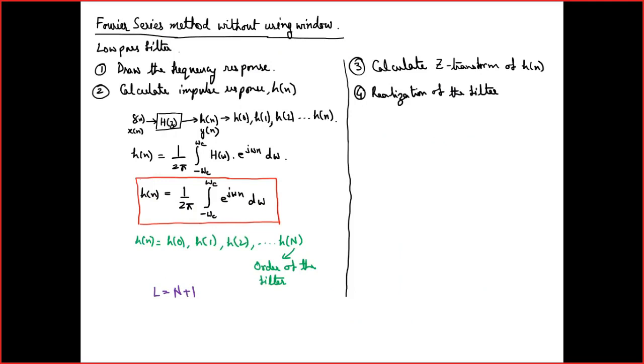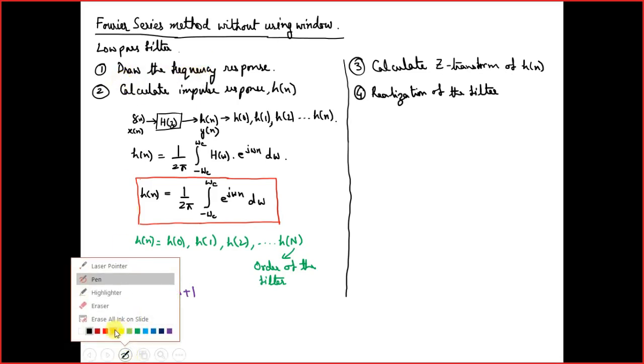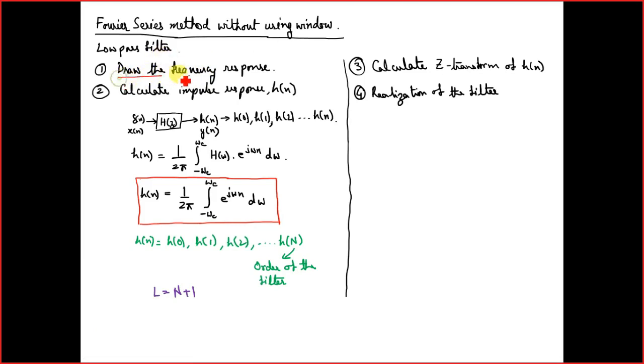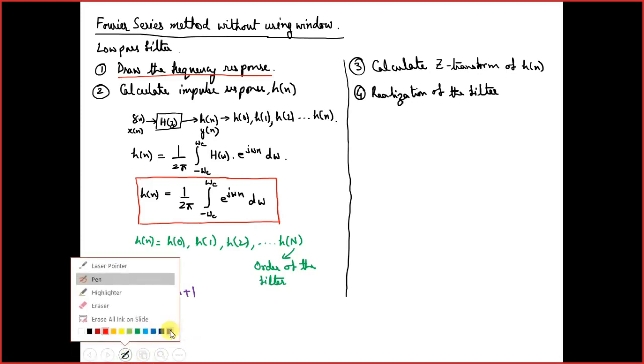So we move towards the first example, Fourier series method without using window. So how do we do this? Let us first take a low pass filter. First, you have to draw the frequency response of the filter. As soon as you get the question, just by looking at the question, you have to draw the frequency response.